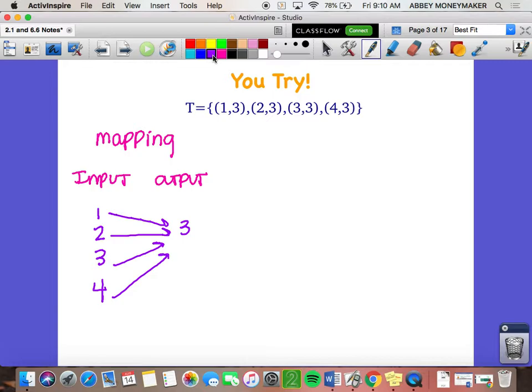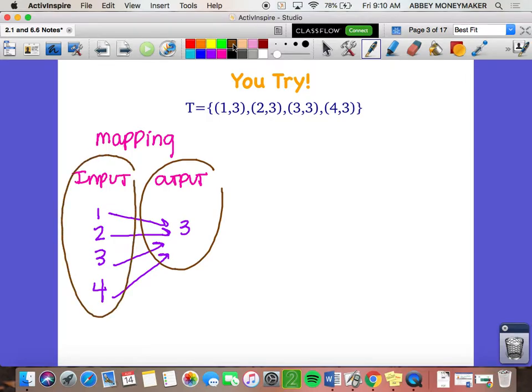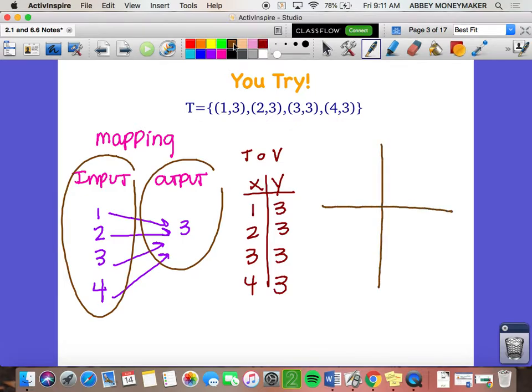This mapping diagram looks interesting here because you just had the same output value. Again, we don't repeat values here, so you only have to have the 3 for your outputs. But as you can see, all of my inputs went to that same value. If you were going to do a table of values, TOV, we can do our T-chart here. We would have (1, 3), (2, 3), (3, 3), and (4, 3). Now the graph of this is going to look pretty simple. You could guess, if you have the same y value, it's going to be a straight line.